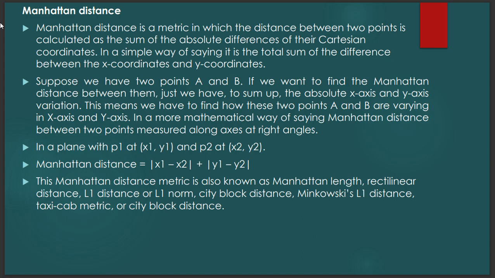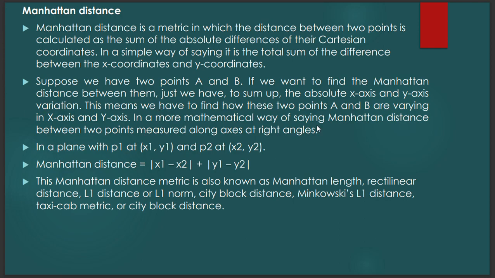Manhattan distance. Manhattan distance is the metric in which the distance between two points is calculated as the sum of the absolute differences of their Cartesian coordinates. In a simple way of saying, it is the total sum of the differences between the x coordinates and y coordinates. Suppose we have 2 points A and B.